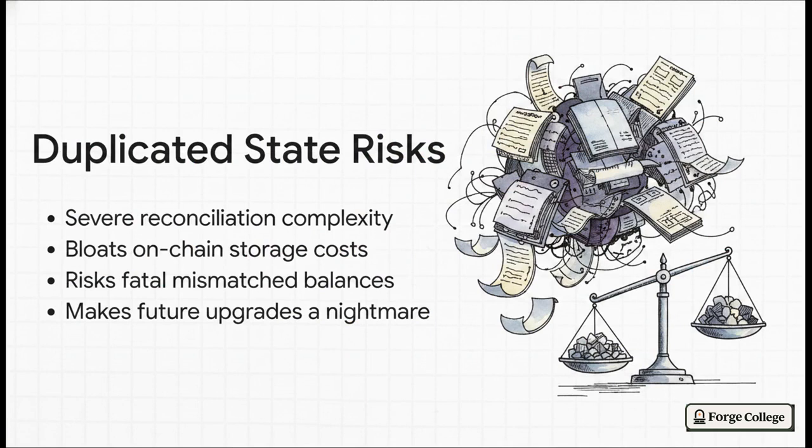You're going to create severe reconciliation complexity. You're going to massively bloat your expensive on-chain storage costs, and you make future upgrades a total nightmare. I mean, imagine the absolute chaos of a lightweight third-party analytics plugin accidentally draining a user's entire wallet just because you carelessly duplicated the balance state into it. It sounds kind of funny until it's your protocol making the headlines, right?